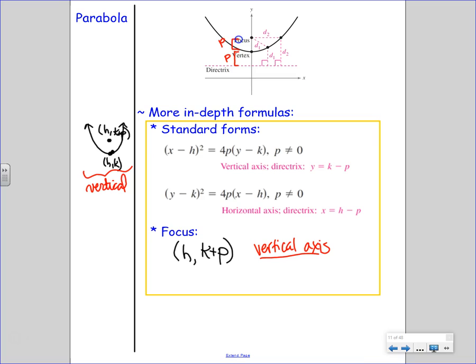For our vertical axis, our directrix is going to take the y value and subtract p because I'm going to have to go down to the directrix, and the focus is going to add p. I'm going to go up. But the directrix is going to be an equation of a line, y equals k minus p, whereas the focus is going to be a point.